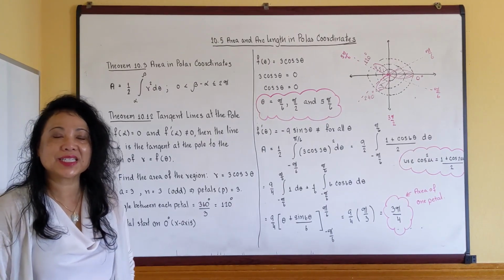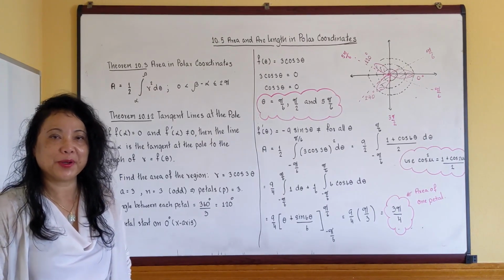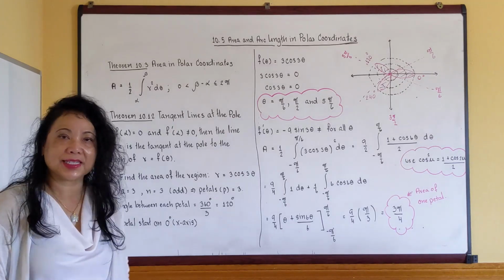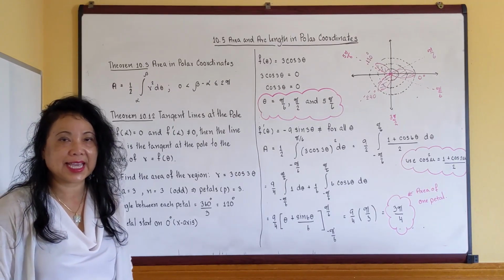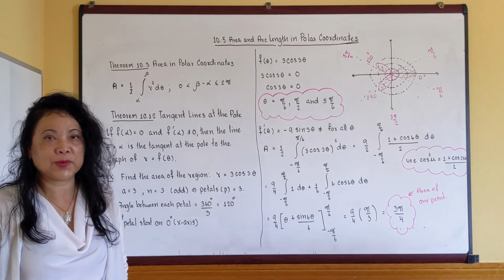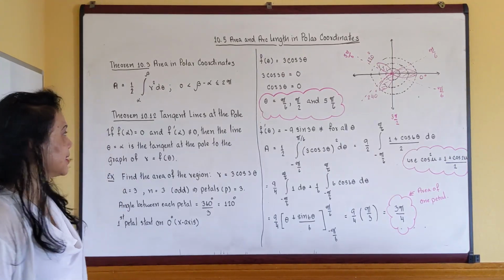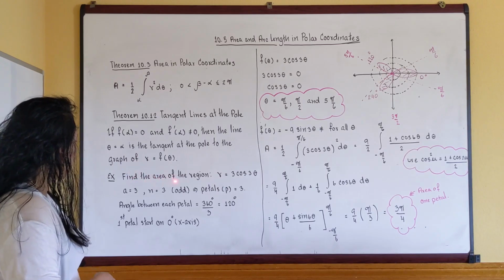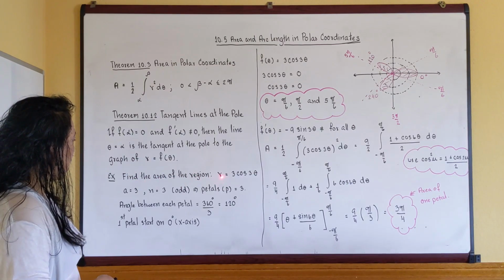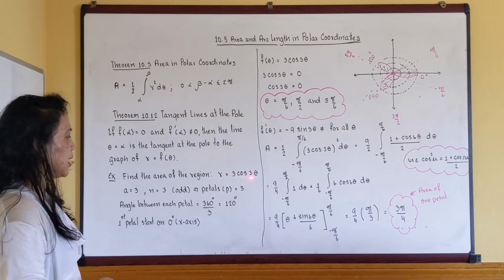Hi everyone, let's look at one last example for this section. Again, this is our last section of chapter 10. Anything I did not cover, you don't have to worry about it, all right? So it won't be on the test. So let's look at this one. Find the area of the region of r equals 3 cosine 3 theta.